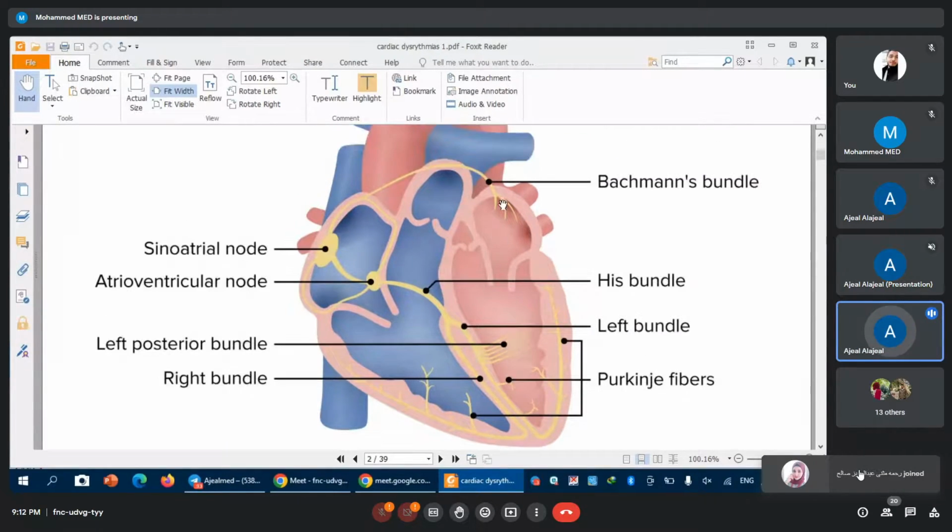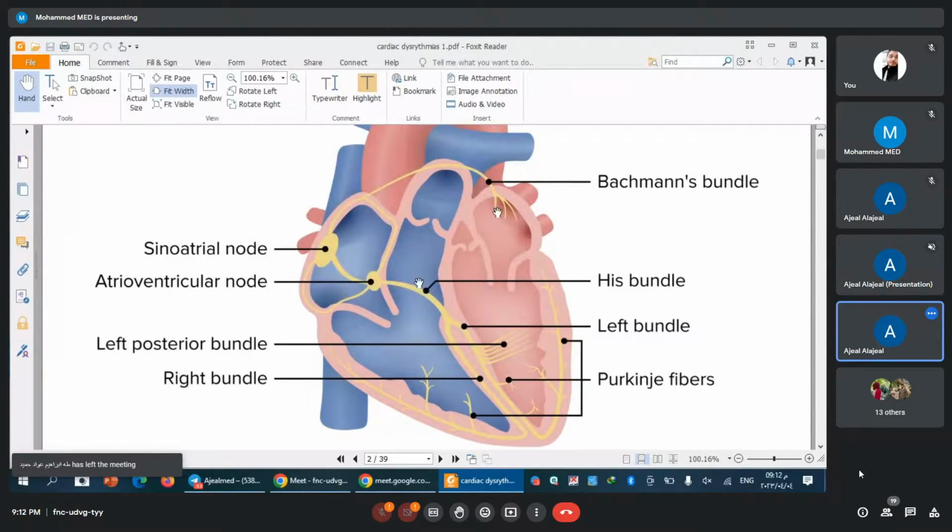So the SA node gives an impulse which goes down to the AV node, and then from the AV node to the bundle of His. This is the bundle of His. Lower down, it goes from the atria to the ventricle.